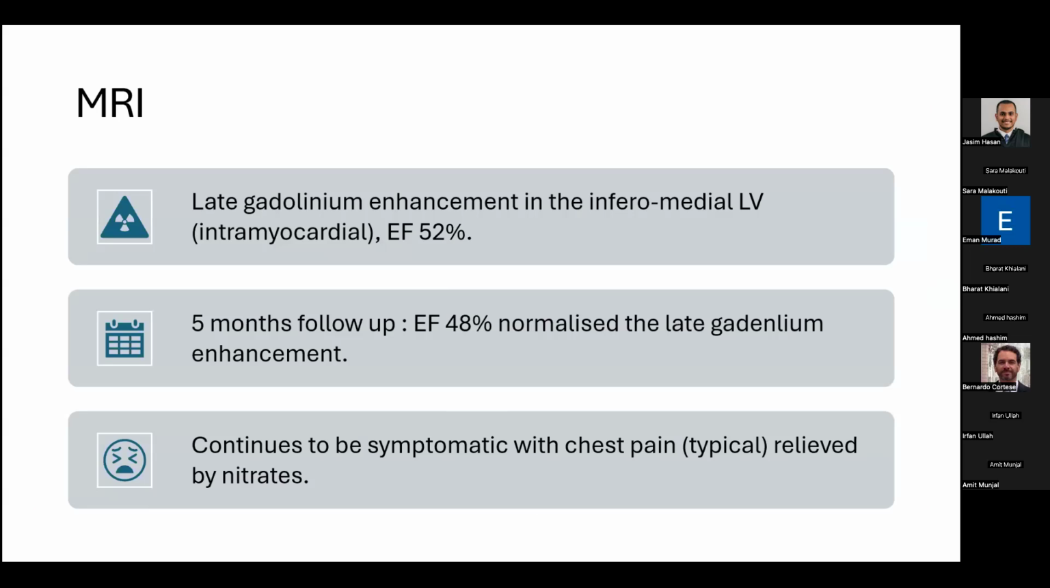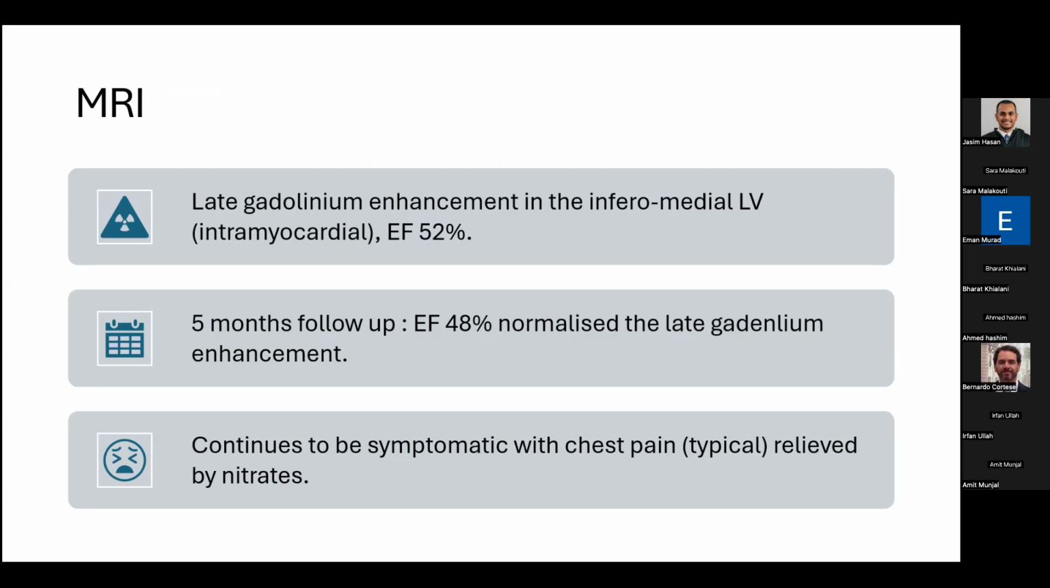This is the protocol in our hospital. We take the patient to the cath lab. We do the angiography. If it's normal, we have pretty good access to MRI. It's not every day, but we can do MRIs.